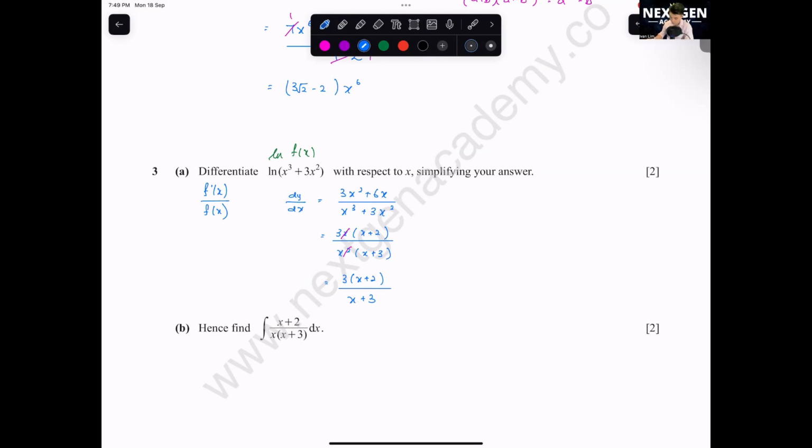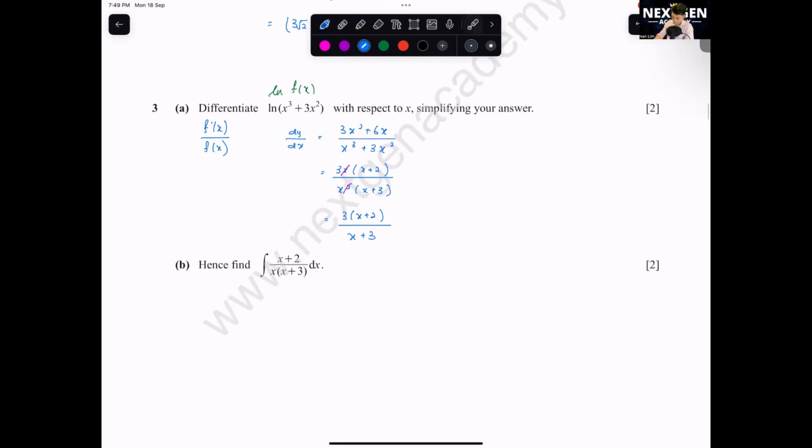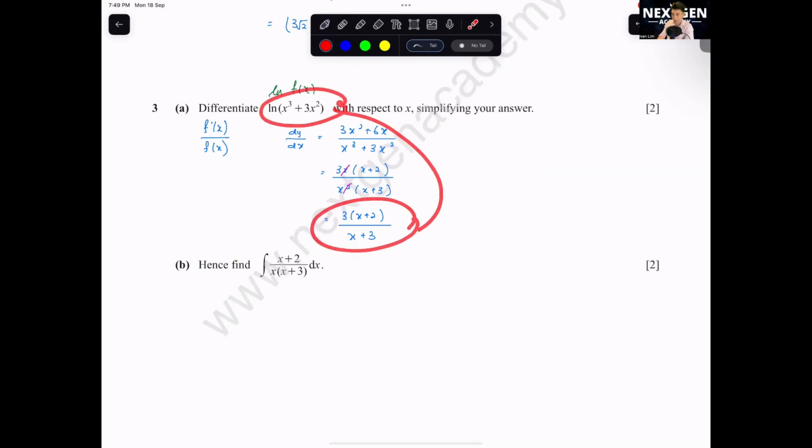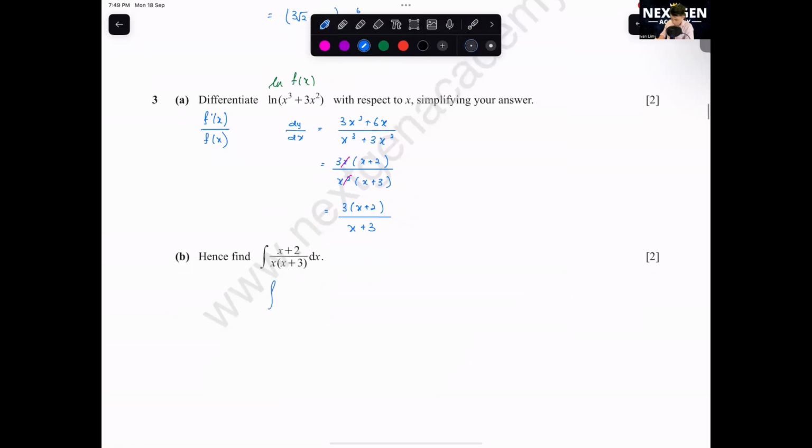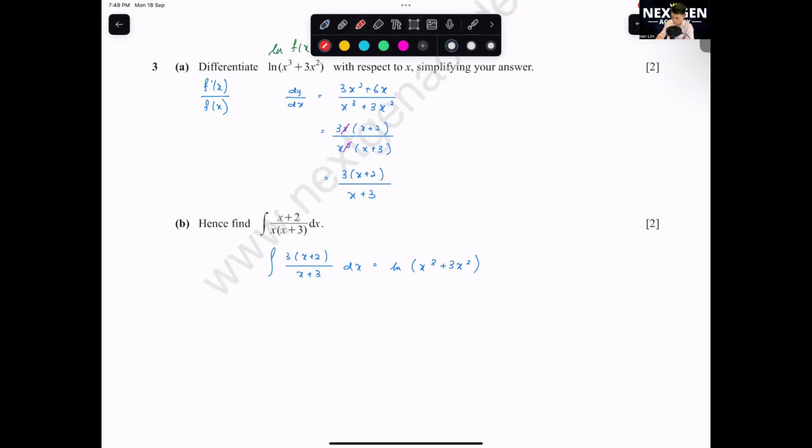Okay, question B. Hence find the integral of (x plus 2) over (x plus 3) dx. When I say hence, it means you will use your previous answer. If I integrate this, I will get back to this one. So let's write down that equation first. If I integrate 3(x plus 2) over (x plus 3) dx, you'll get back to the original function. What is extra? This 3 here. I don't want this 3, right?